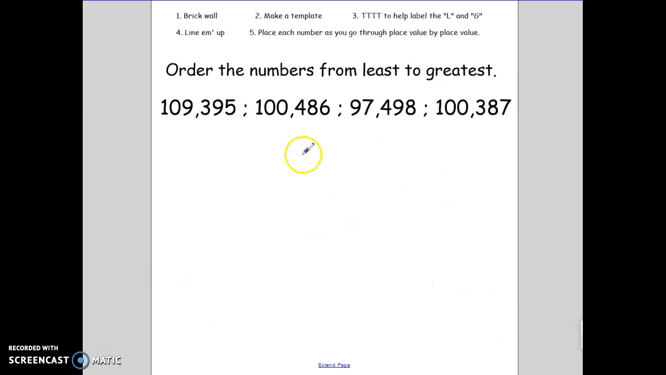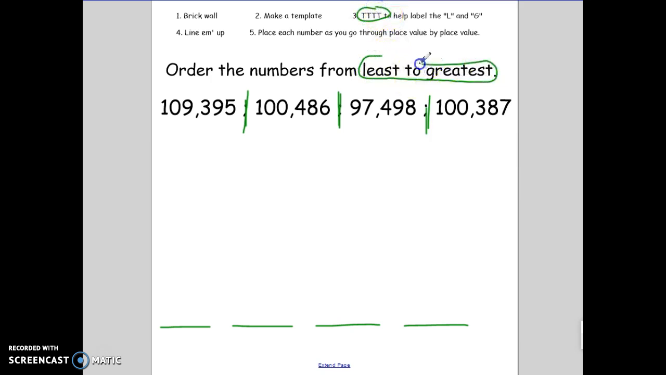All right, we're going to go ahead and do one last one, starting with my brick wall right at my semicolons here so I can see the four numbers. I'm going to go ahead and make a template, 1, 2, 3, and 4. I'm going to go ahead and talk to the text here. This one is going to go from the loser to the grand champion. So this one is our loser, and over here is our grand champion. This is going to make our second loser and our second grand champion here.